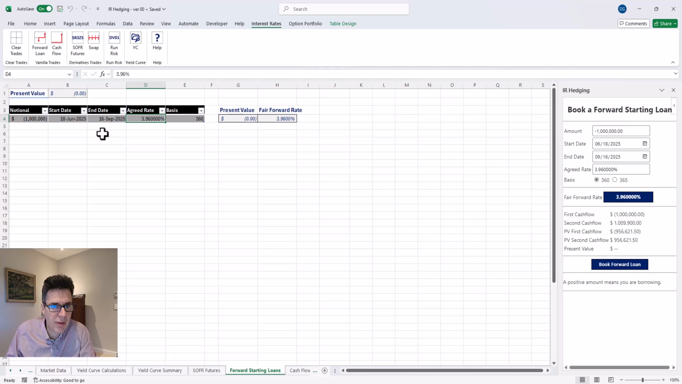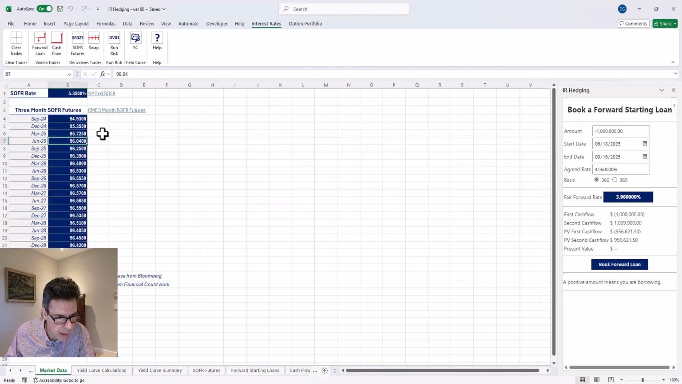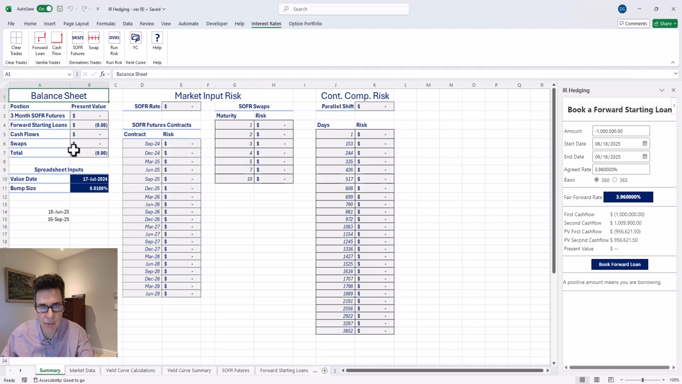One comment on that 3.96: we have lined this up with a 3-month SOFR futures contract. And if I go look at the June, there's our market data, the June 3-month SOFR futures contract, the price is 96.04. And that gives us a rate of 3.96. So the rate underlying the SOFR futures contract is 3.96. The fair rate on the loan is also 3.96. So that's how these futures contracts work. That's how our yield curve works.